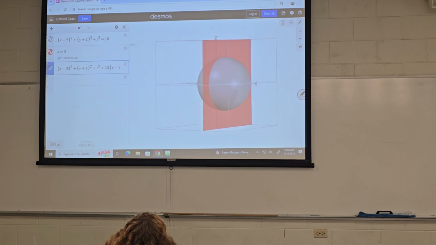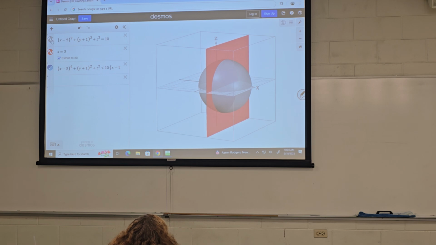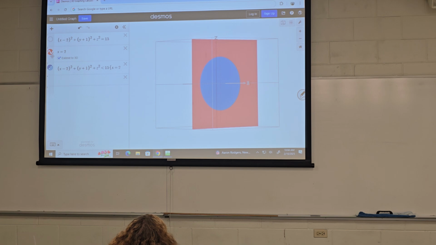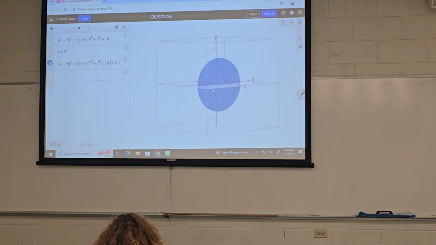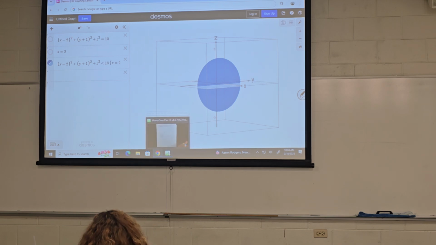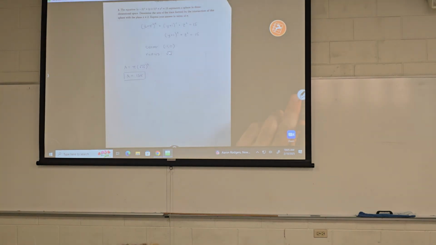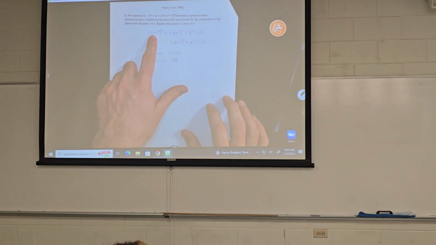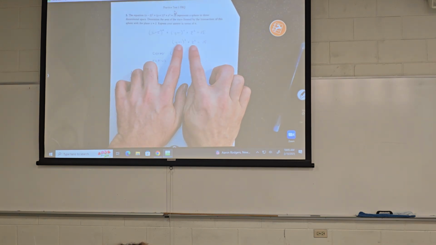We're slicing through the sphere like this, and I want to know the area of the trace there. So how can I find the equation of that circle? Don't forget, x equals 2, so just plug x equals 2 in. Lucky for us, this cancels out, so I'm left with this.